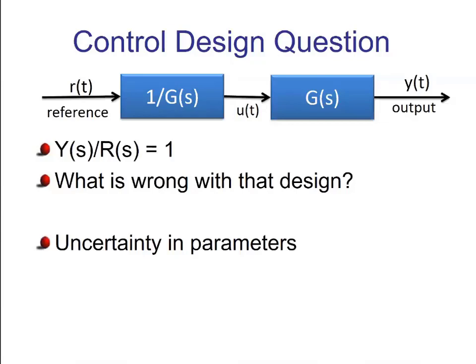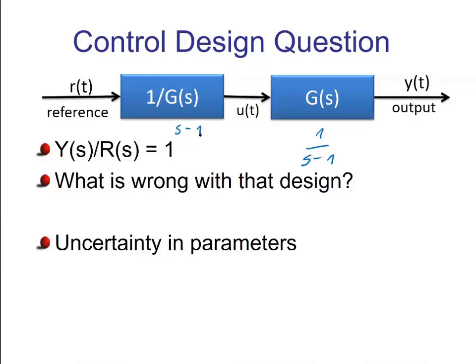Let's say you had some system which is 1 over S minus 1, which is unstable, obviously. Now your controller is S minus 1, right? And S minus 1 cancels with S minus 1. So you had that thing. Now what? Let's say this one is not exactly S minus 1, but S minus 1.0000000001. Okay, the plant is not exactly 1, but with some tolerance.